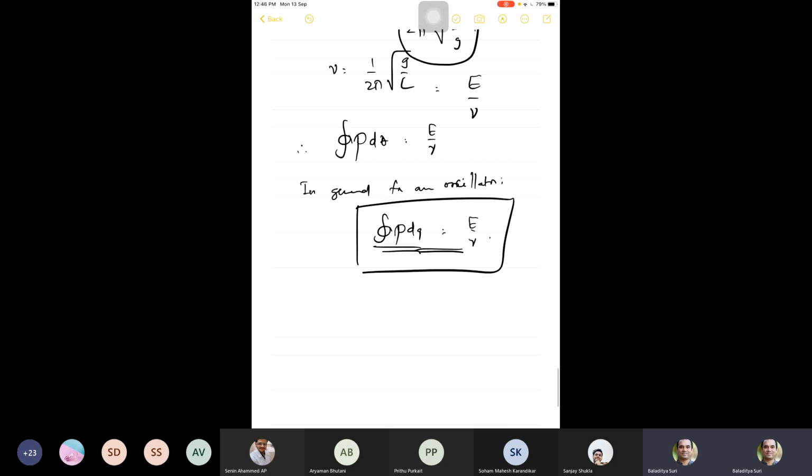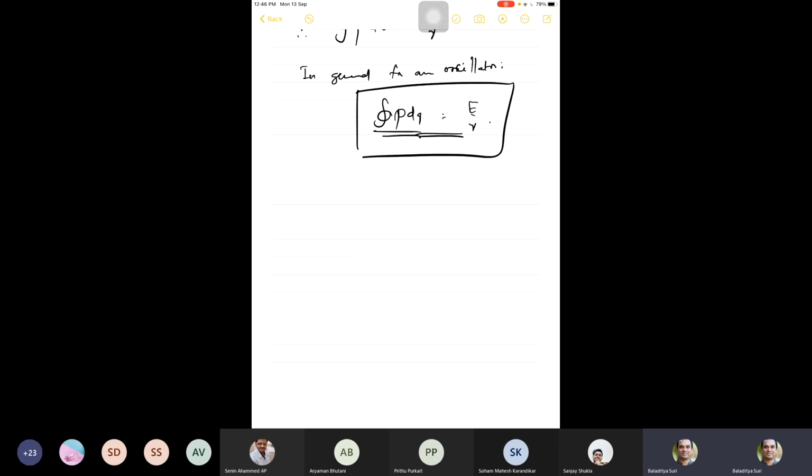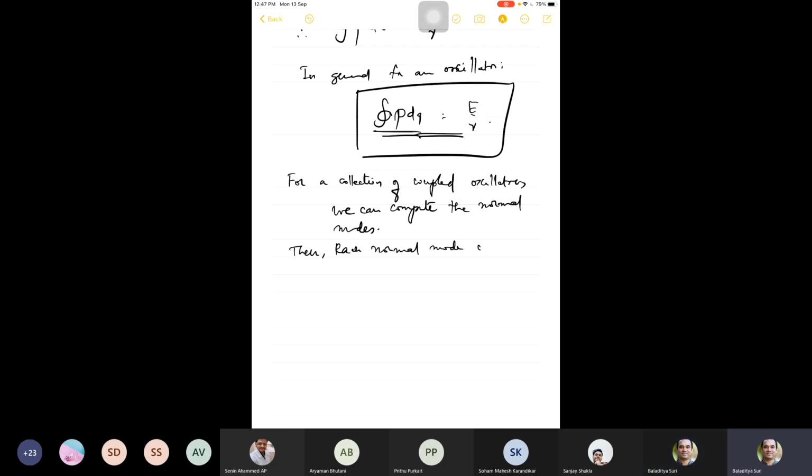So this is a very, very important result in the history of physics. And so for a collection of coupled oscillators, we can compute the normal modes. And once we have the normal modes, then each normal mode is like a single oscillator, and the integral p dq will be E by nu for it. And that's a constant. That is an adiabatic invariant.